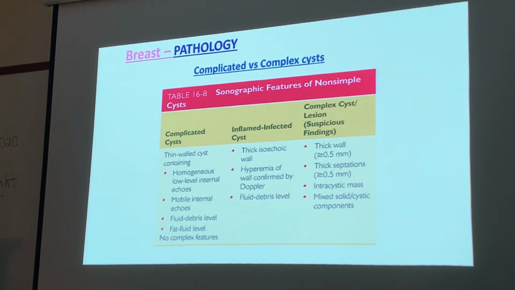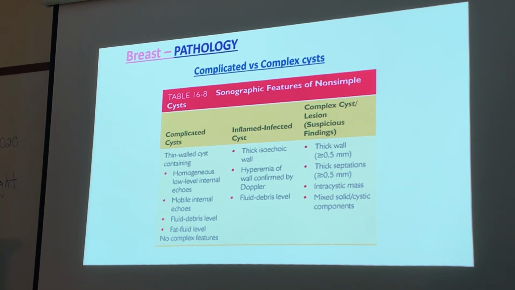Complicated cysts still have fluid in them. Okay? Complex cysts are considered something that has a solid structure within it. Complicated cysts are going to be thin wall cysts containing homogeneous low level internal echoes. Like I said, remember talking about that hemorrhage. You have a hemorrhage in the breast, then it may have those low level internal echoes within it.